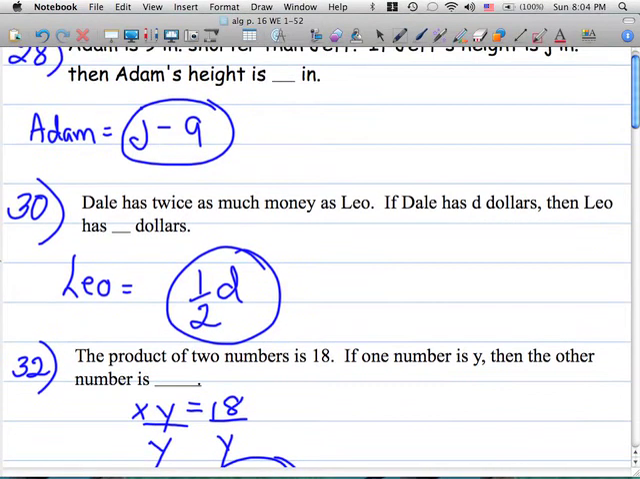30. Dale has twice as much money as Leo. If D stands for the amount of money that Dale has, and he has twice as much money as Leo, then Leo would only have half of his amount. So I have 1/2 D.